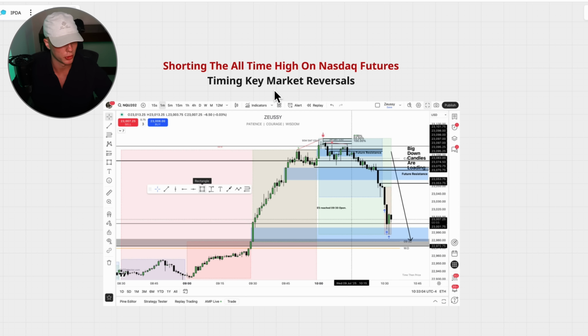Timing key market reversals. As you can see right here are my executions for today. And what you can see is that I went short right here on Nasdaq and I took profits inside of this lower 5-hour gap. I'm going to be sharing with you during this lecture exactly how I was able to anticipate that we would form a high where we did and how I engaged based upon this.